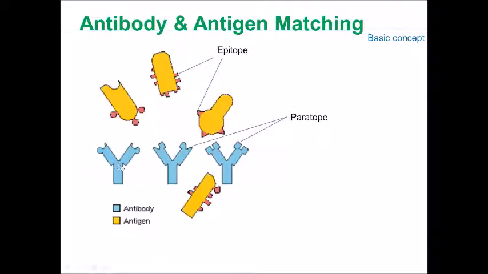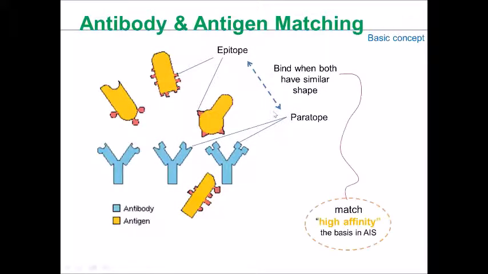The B cell, using its paratope, tries to find which antigen can be matched with the epitope of the antigen. They will bond when they have a similar shape. When they can bond, meaning that they are matched, it will proceed to the next step. So they can bind when both have a similar shape, meaning that they have a high affinity. This is the basis of the artificial immune system. This is what we replicate from the human immune system.